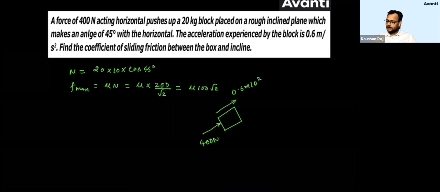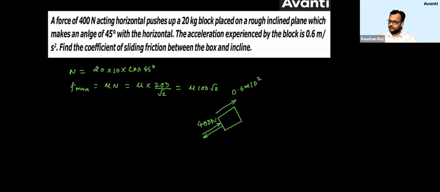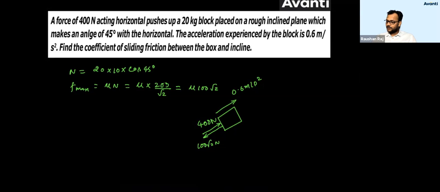All right. What will act downward, students? mg sin theta. Downward the force will be mg sin theta, so mg is 200, and that is 100 root 2 Newton force acting downward. Where will friction act? Friction will also be in the backward direction, that is f max. If acceleration is occurring, friction will also act downward, right?